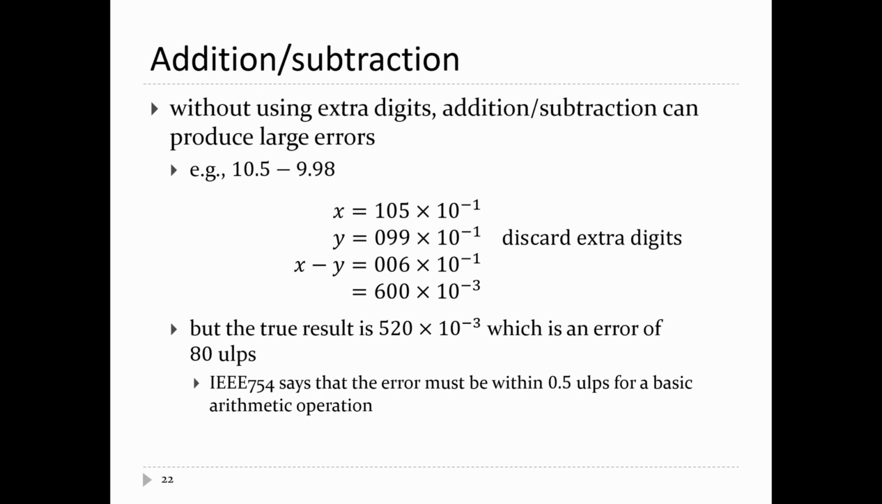Which is enormous. The IEEE standard says if you do any arithmetic with two values, the final value should be within 1/2 an ulp of the true value. So we should be within 1/2 an ulp, but instead we're 80 ulps away, more than two orders of magnitude away from the true value. So that's no good. It looks like if we throw away the extra digits that we need to write down y, we're going to run into problems.